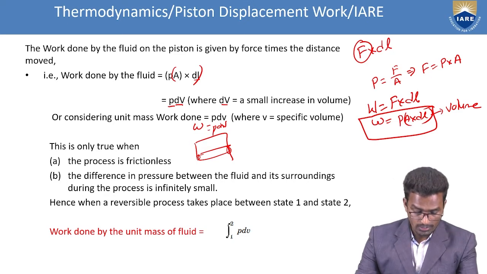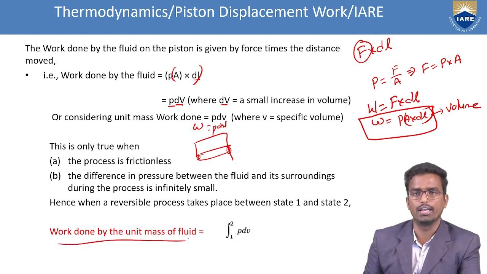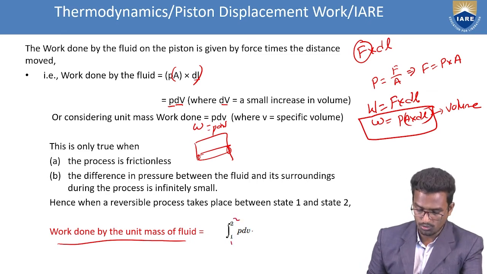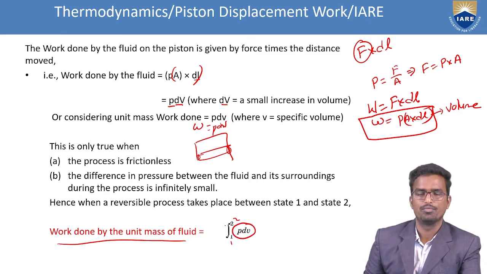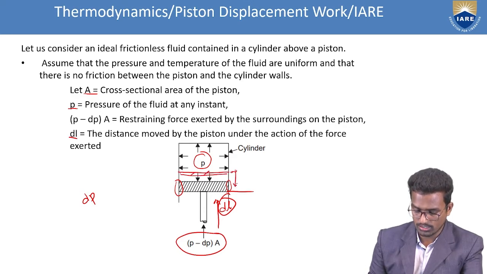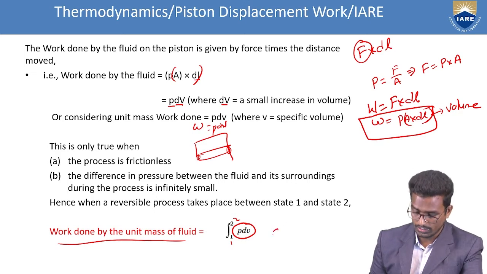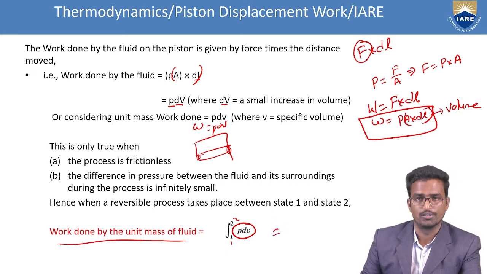And hence, when a reversible process takes place between stage 1 to 2, we can say that work done by the unit mass of fluid is equal to the integral of 1 to 2 of PdV. So what is 1 to 2? For example, if initially the piston is at this position, and then the piston is moved to this position, that means this is a change in length. That means it is position 1, this is position 2, that we call integral of 1 to 2 of PdV. That means if you do the integration of this, you get the work done.